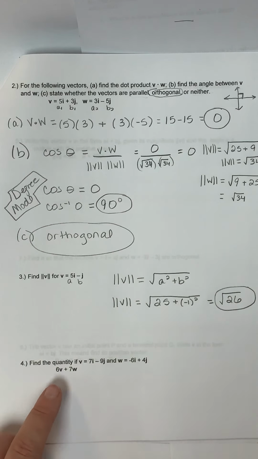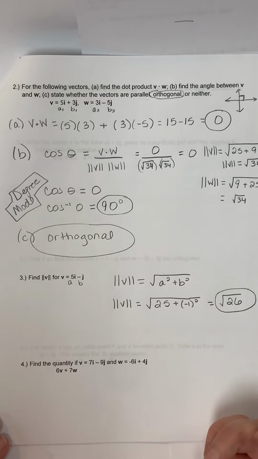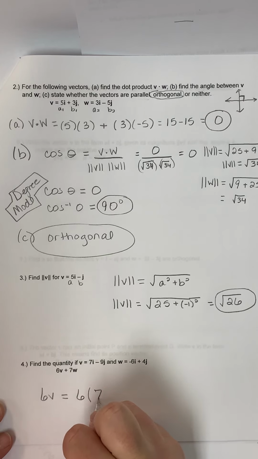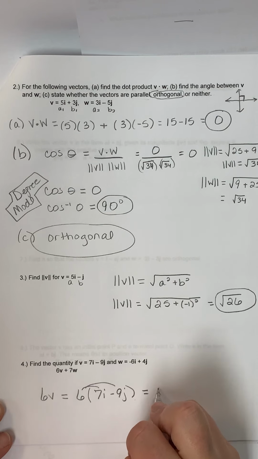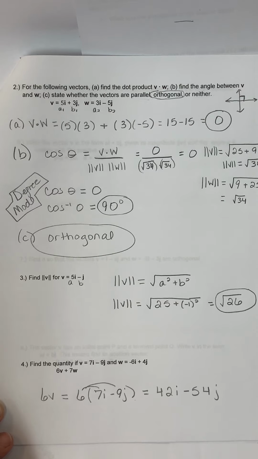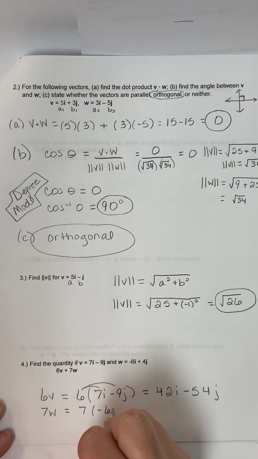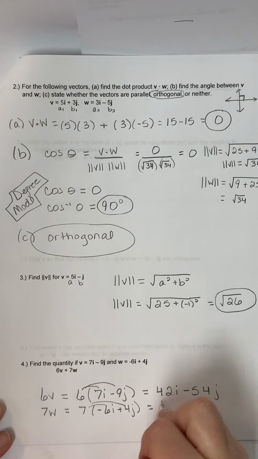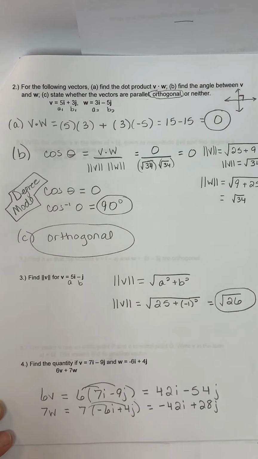Find the quantity 6V plus 7W, and then it gives you V and it gives you W. So first thing we want to do is find 6V. So we're going to take 6 and we're going to multiply it by the vector V. So we're just going to distribute that 6 through there, and we get 42I minus 54J. Then we'll find 7W. We'll take 7 and we'll distribute it through there, through W. We get -42I plus 28J.